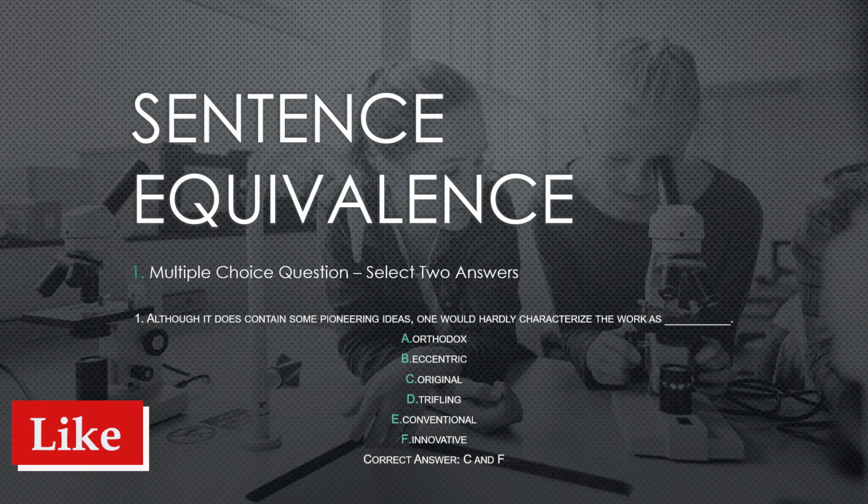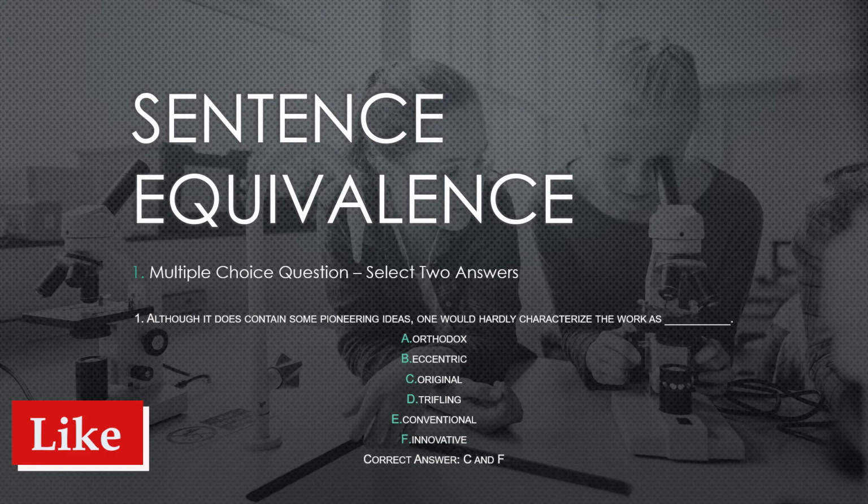And the last type of question that you will be facing in verbal reasoning is sentence equivalence. Here on the screen you can see an example of sentence equivalence, where it is a multiple choice question and you have to select 2 answers from the given 6 options, and there is only one fill in the blank. Most of the sentence equivalence questions will have a similar structure: they will ask you to select two answers for a single blank space with 6 options.